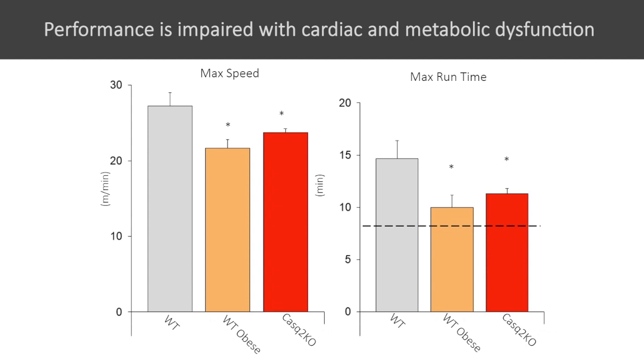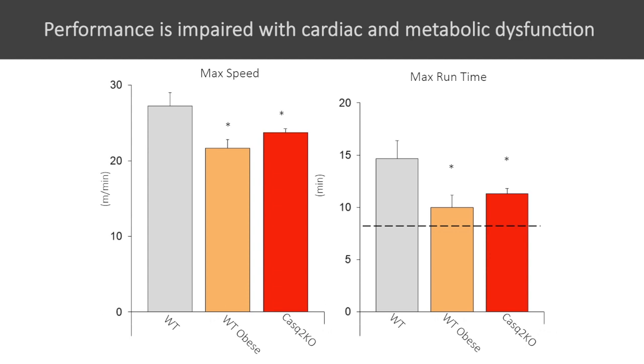That's a question probably everyone wants to know, because we know in the clinic we can use exercise testing and see impairments in people who are obese or have heart disease, but what about with animals? Just to introduce you really quick to our yellow/orange bar, these are wild type C57 mice that have diet-induced obesity, as well as over here in our red bar, we have a calsequestrin 2 knockout, which is a cardiovascular dysfunction model in mice.